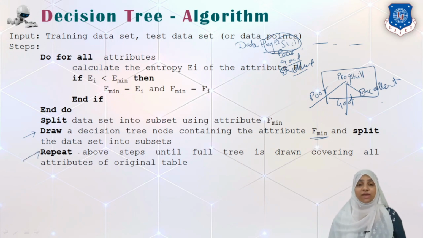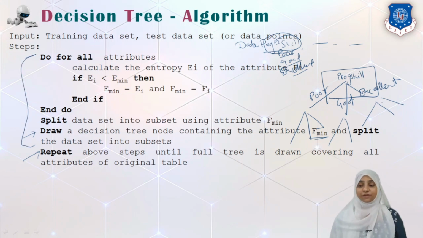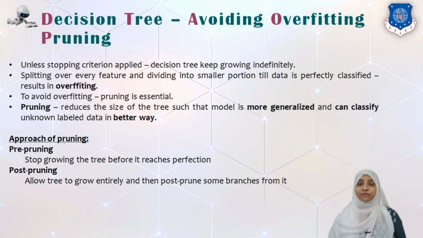In the last step it says that we have to repeat the above steps until the full tree is drawn covering all attributes of the original data set. That means we need to split this particular node into subsets, this into different subsets, and this into different subsets, with the help of repeating the steps right from here to here. So this is what the decision tree algorithm is.